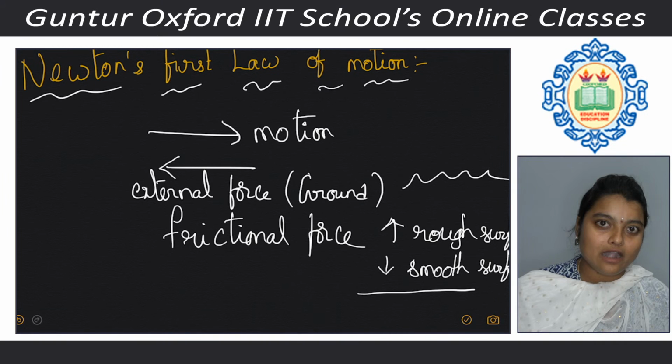So what is happening here? Whenever a ball is moving on the floor, some frictional force is opposing the motion of the ball on the ground. Suppose the external force acting on the body is not there, I am deleting this external force from the ground, what will happen? The motion will continue. That means the ball will flow continuously. So again I am repeating what is there.